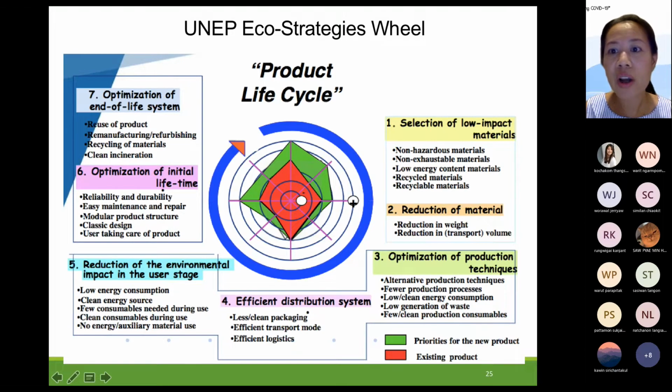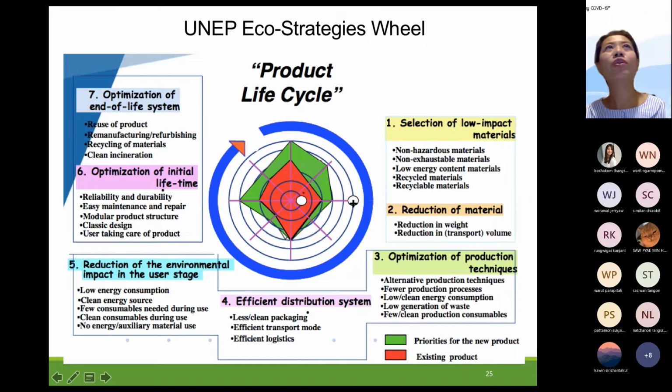The first is the selection of low-impact material. If your product's original raw material has a high impact on the environment, maybe we can think about selecting a low-impact, non-hazardous or recycled material, and substituting the product's original material with the recycled material. Also, reduction of material: sometimes we can reduce the amount or the weight of the material. It is also one strategy to improve the product's life cycle, along with optimization of production technique.